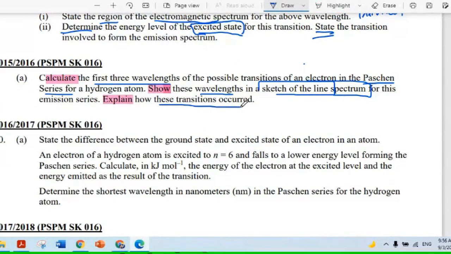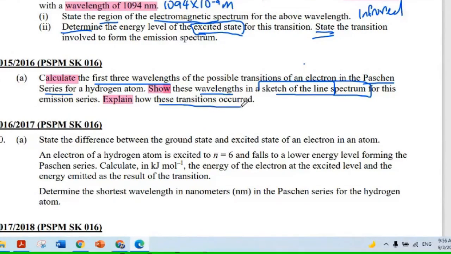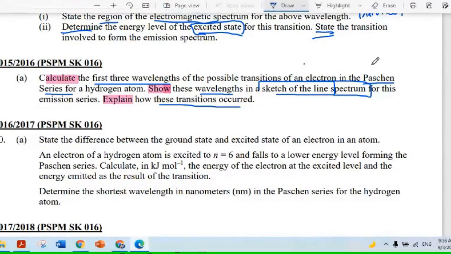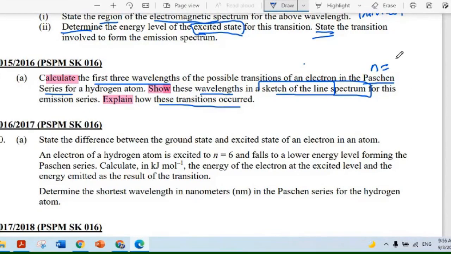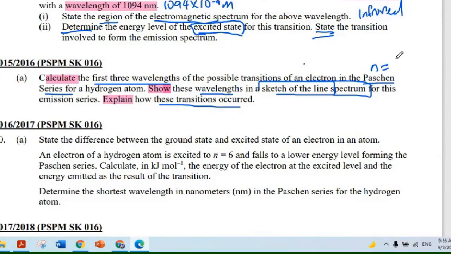Okay, so from this question, what does Aliana need to know? The value for the first 3 wavelengths in the Paschen series. Paschen, n equals how much? n equal to 3. So the first 3 wavelengths means from which to which? 4, 5, 6. Okay, 4, 5, 6 to 3.